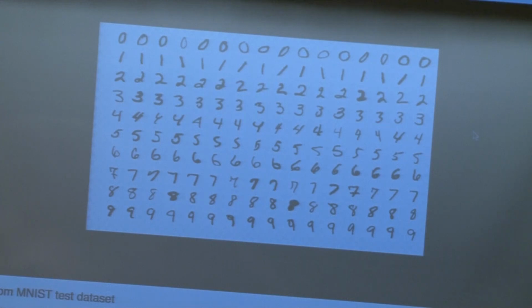This is the MNIST data set. It's basically a data set of a bunch of handwritten digits. So a bunch of people are asked to write out 0, then 1, then 2, then 3, and you took images of these.